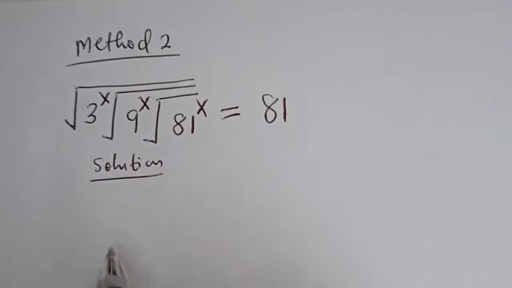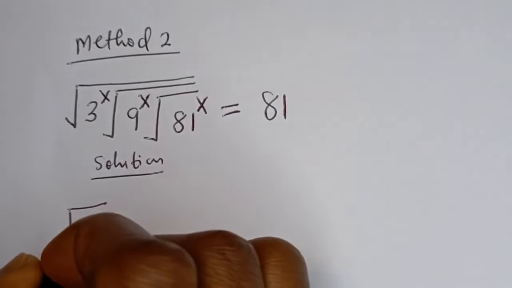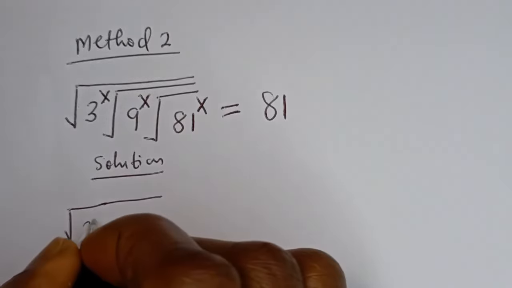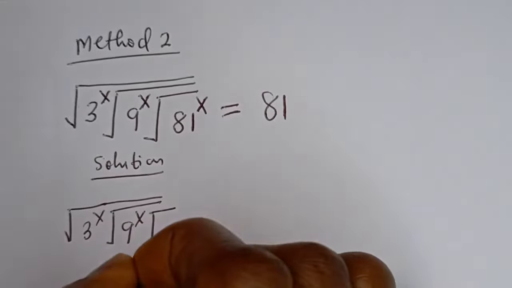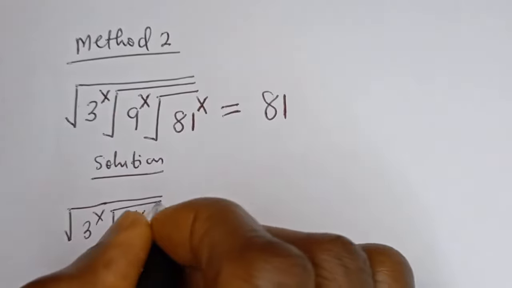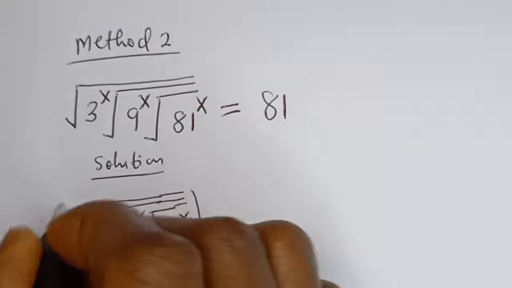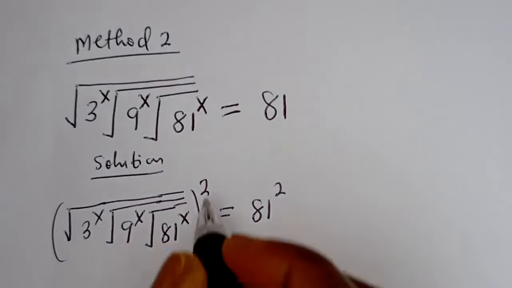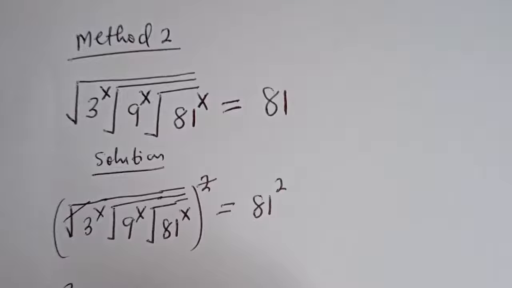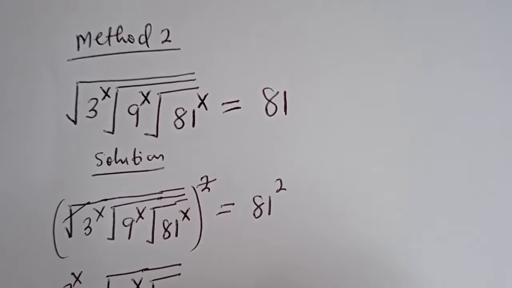We can square both sides of this equation. We have the square root of 3 to the power of x, square root of 9 to the power of x, square root of 81 to the power of x, all squared, is equal to 81 squared. We cancel this. Here is 3 to the power of x multiplied by the square root of 9 to the power of x, square root of 81 to the power of x, is equal to 81 squared.